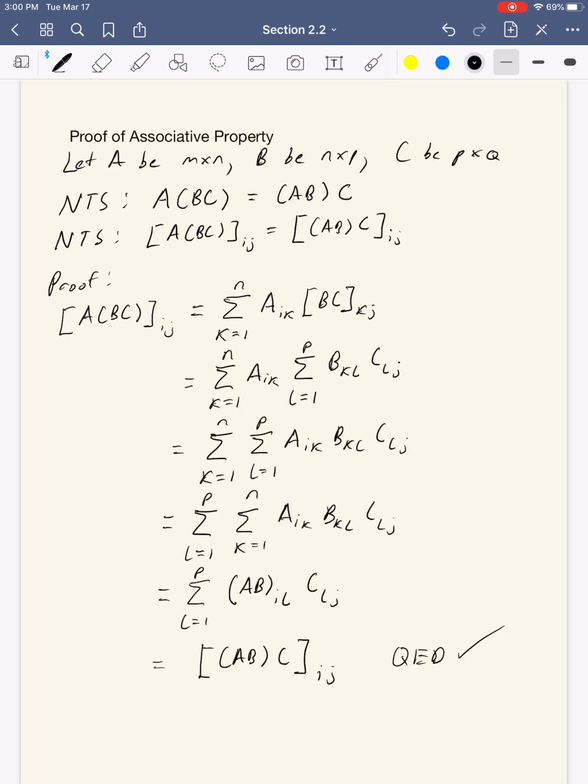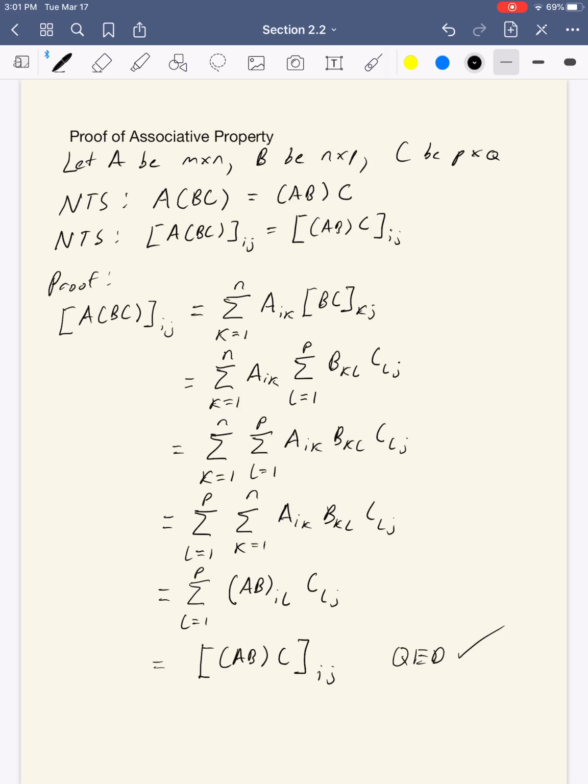So that's a quick proof of the associative property. Pretty messy because of the double summations and everything. This should tell you that in the long run, we don't really want to have to prove things by the element definition of matrices, but that's what we have thus far. It's a little messy to do so, but we were able to prove this property.